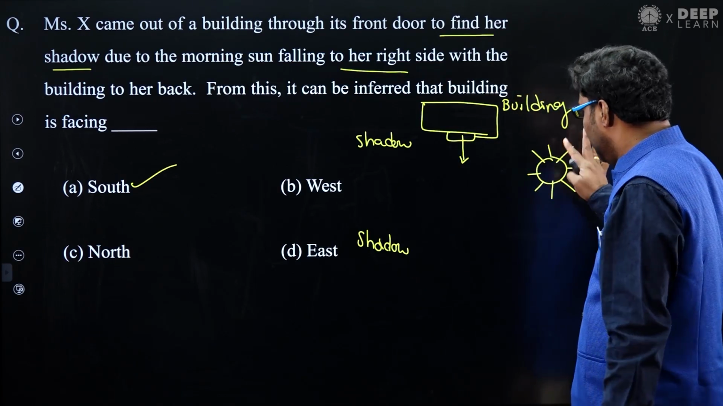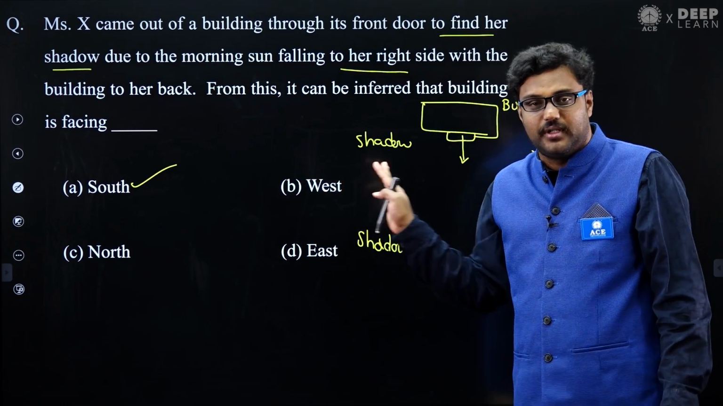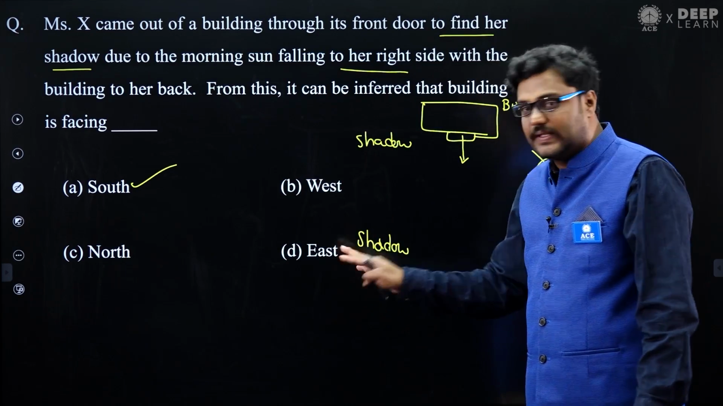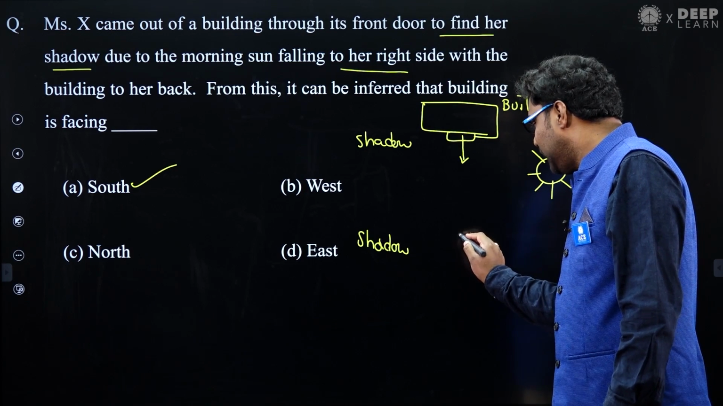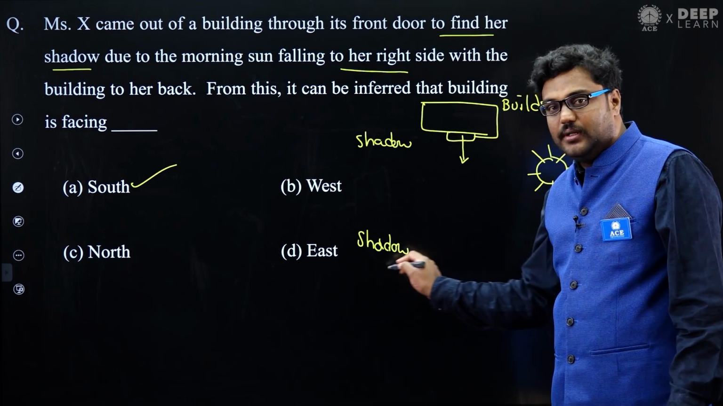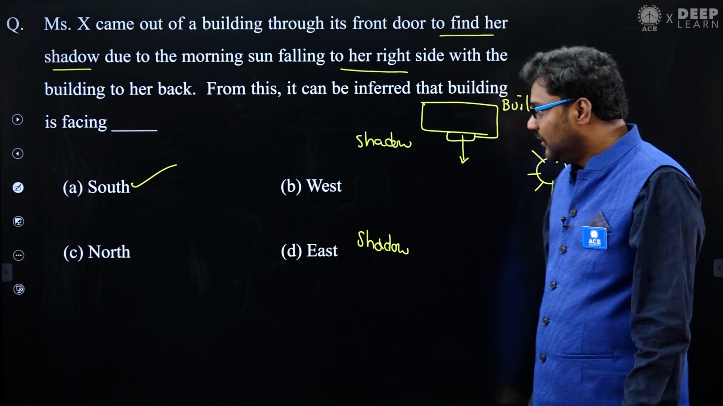So as it is morning, the sun rises in the east, and shadows will be opposite to the light. So shadows will be on this side. Why not this way? If you are in this way, the shadow should be to the left of you. We want the shadow to her right. That you have to think. Fine.